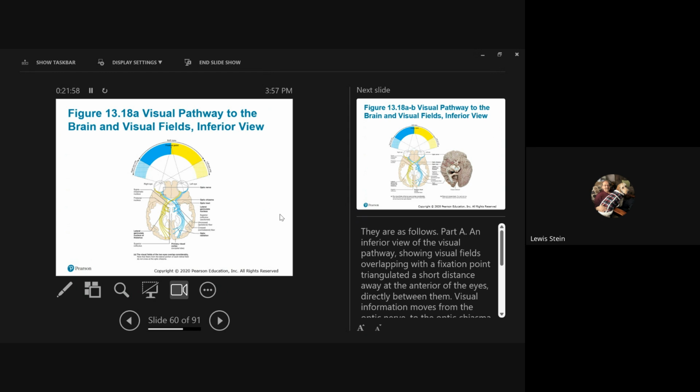So basically, you could do a diagram. You can see that the outer portion, let's say, of this eye is here. And interestingly, most of it goes along the same side, while the medial portion crosses over. Same over here. The medial portion crosses over, and the lateral portion stays on the same side. That's what gives us our three-dimensional vision.